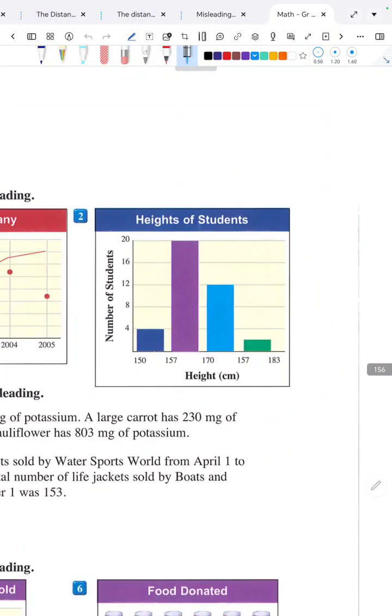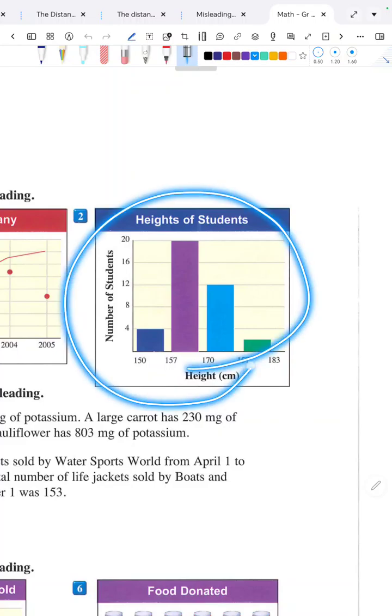This one, as you can see here, we have 150, then 157, then 170. Until here it's okay. It's in order. Then they wrote what? 156. So why is it misleading? We will say the numbers on the axis are not evenly spaced. That's why this graph is misleading.